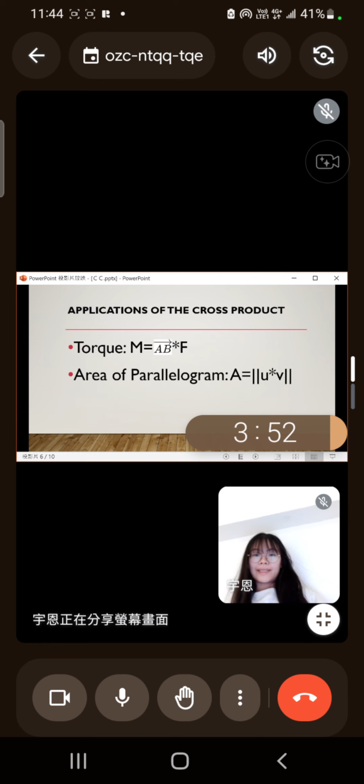Next is the applications of the cross product. The cross product is used in physics for torque calculations, as seen up here. It also gives us the area of the parallelogram formed by two vectors, which is the magnitude of u times v, also shown up here.